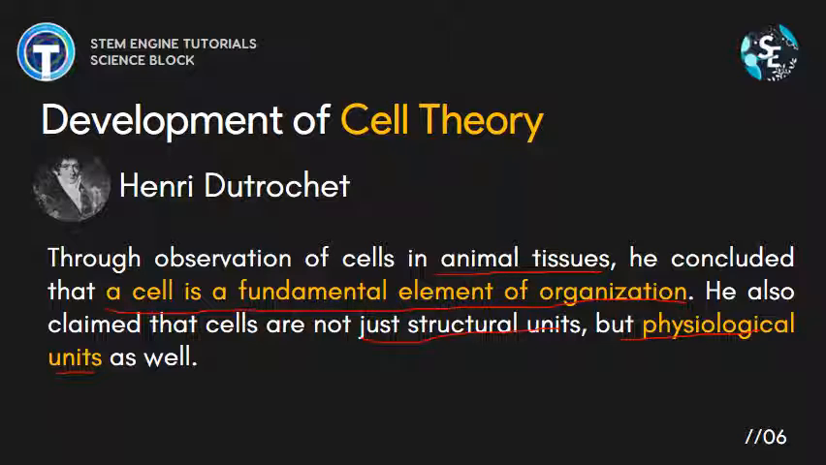However, Henri Dutrochet concluded that yung mga little structures na bumubuo sa animal tissues, yun daw ang fundamental element of organization. Kasi hindi mabubuo ang isang animal tissue kung wala yung mga maliliit na structures na yon, which turned out to be cells. So, he also claimed that cells are not just structural units, but also physiological units. So, what does he mean by this? So, ang ibig sabihin niya naman dito, hindi lang daw nandun yung cells para mag-provide ng structure sa katawan ng isang organism. Andun din daw yung mga cells to carry out physiological processes.